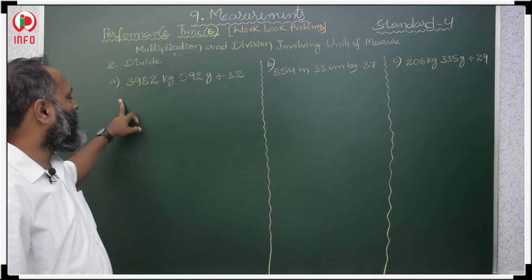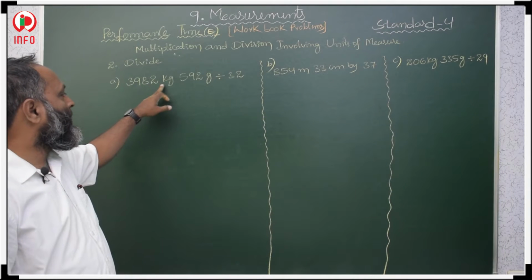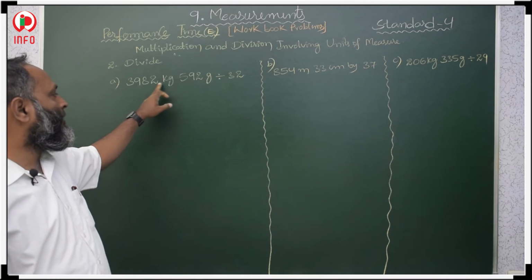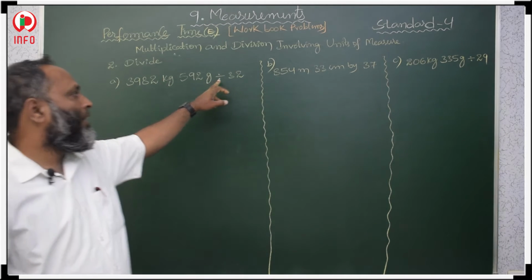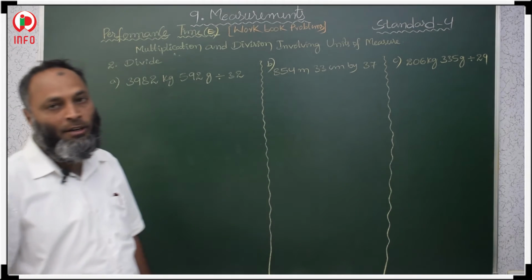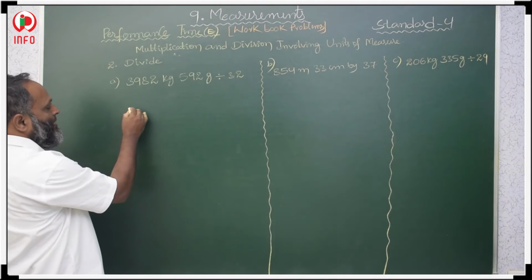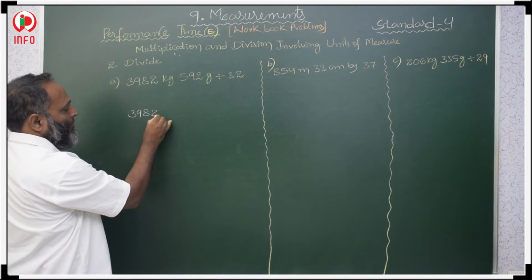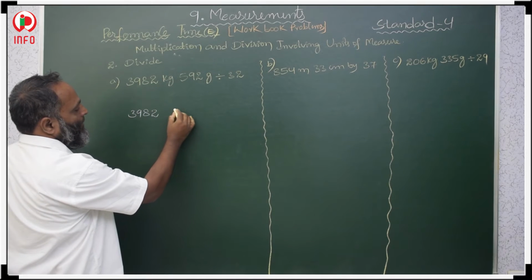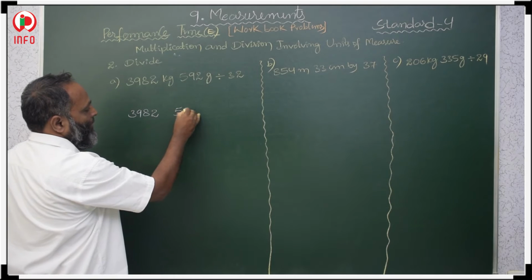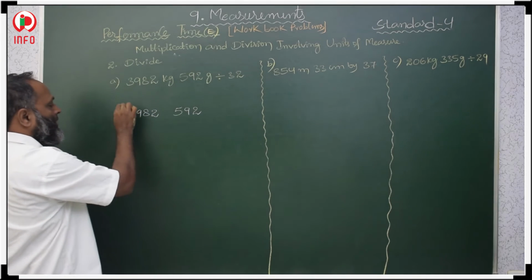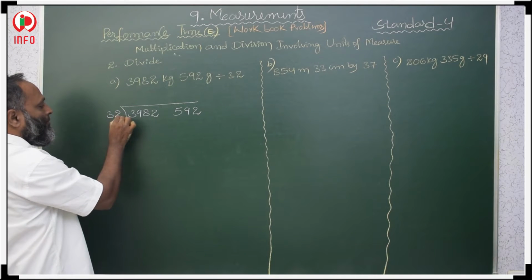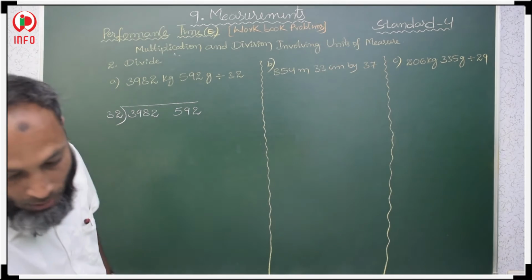Now see here, divide 3982 kgs 592 grams by 32. See here, first the kgs part we should take first, 3982. After that a gap, 592 grams. So divide with 32. Now how to divide?